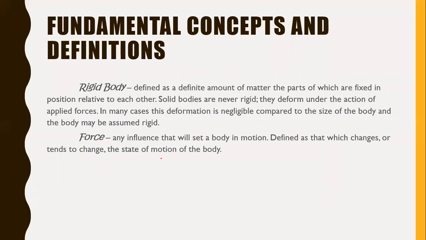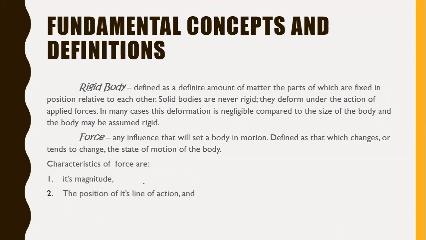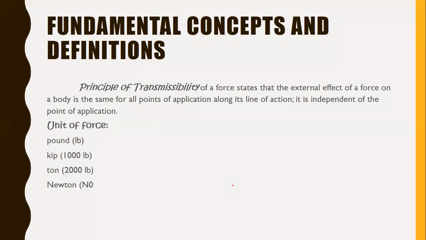Now, for the force: any influence that will set a body in motion, defined as that which changes or tends to change the state of motion of the body. The characteristics of a force are: one, its magnitude; second, the position of its line of action; and third, the direction in which the force acts along its line of action. Now, for the principle of transmissibility: the principle of transmissibility of a force states that the external effect of a force on a body is the same for all points of application along its line of action. It is independent of the point of application.